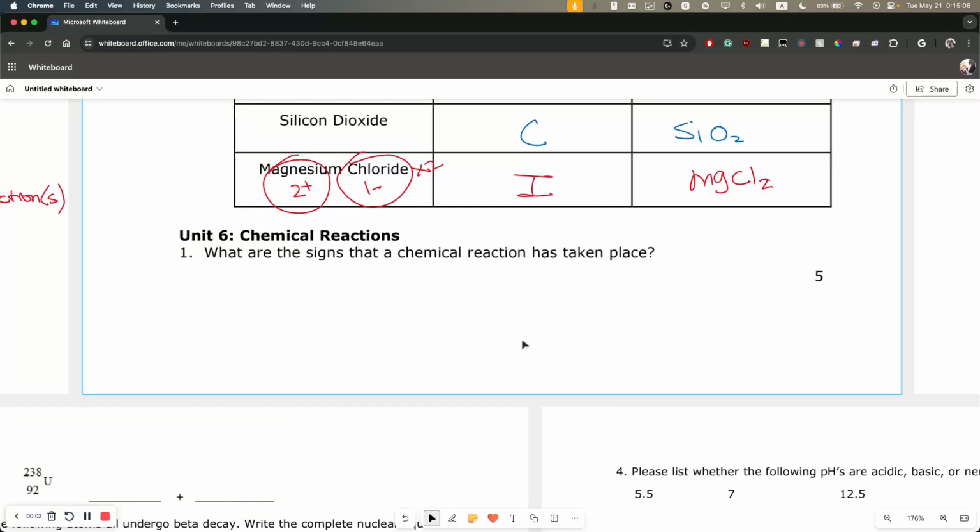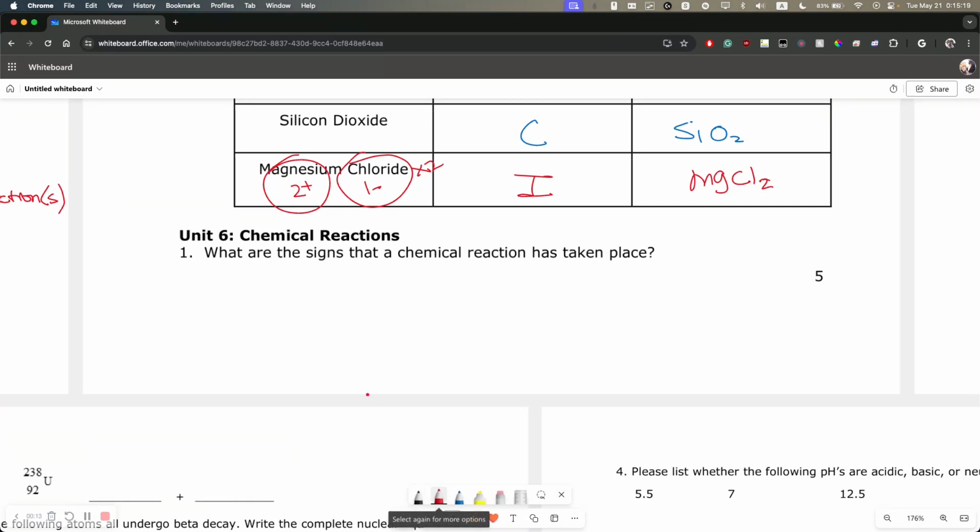Hey guys, welcome back to the ICP Final Study Guide Unit 6, Chemical Reactions. Let's get started with question 1. It says, what are the signs that a chemical reaction has taken place?